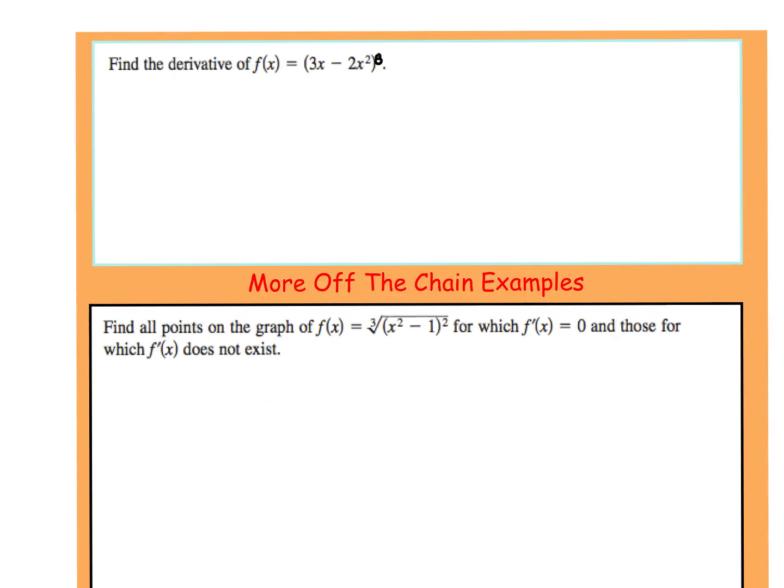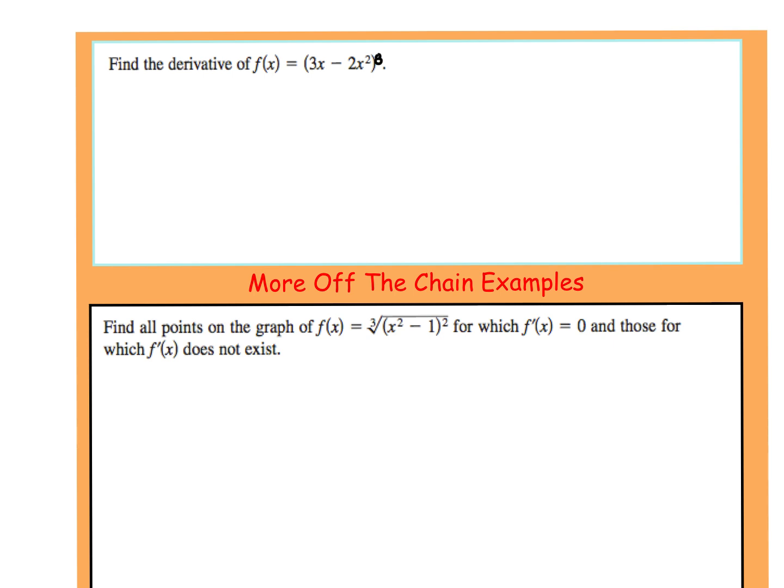Next one, I'm going to call f of x equal to this quantity of 3x minus 2x squared, and I'm raising it to the power of 8. So before this chain rule happened, I'd have 9 terms after I do my binomial expansion. And I don't feel like doing that. That'd be a lot. But that would be the only method to use until we know this chain rule.